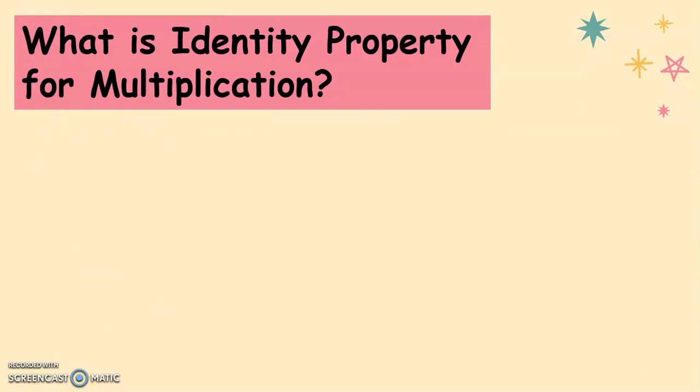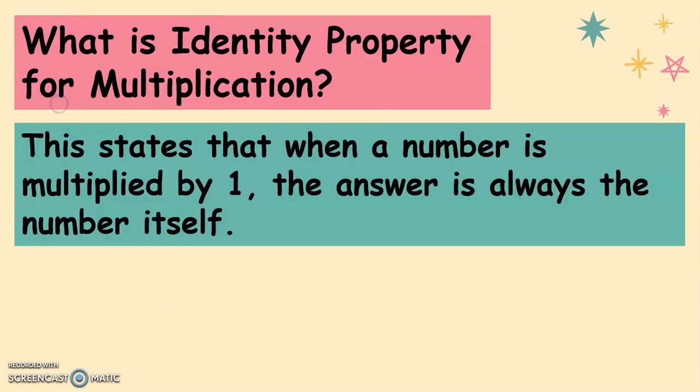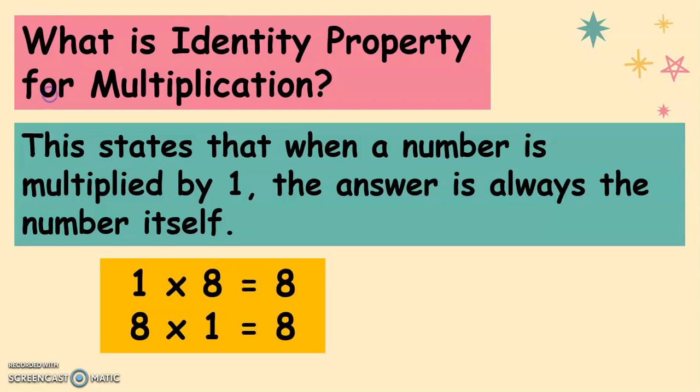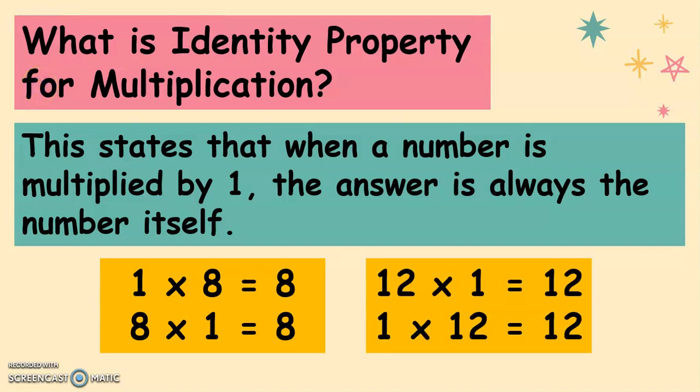Now, what is the identity property for multiplication? This states that when a number is multiplied by 1, the answer is always the number itself. Like 1 times 8 is 8, or 8 times 1 is equal to 8. And 12 times 1 is 12, and 1 times 12 is 12.